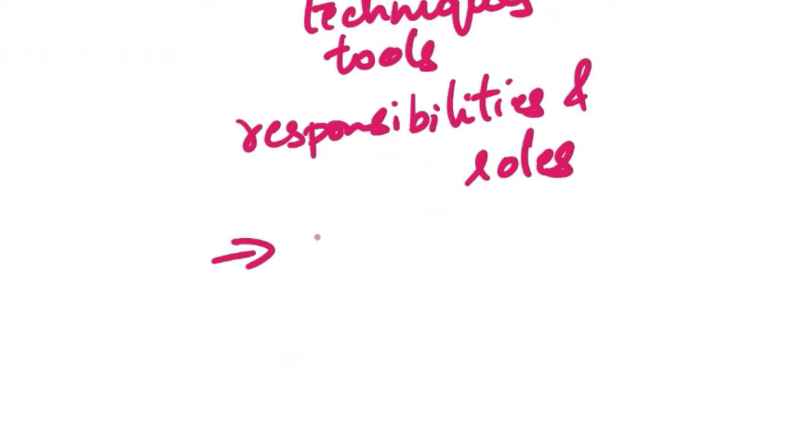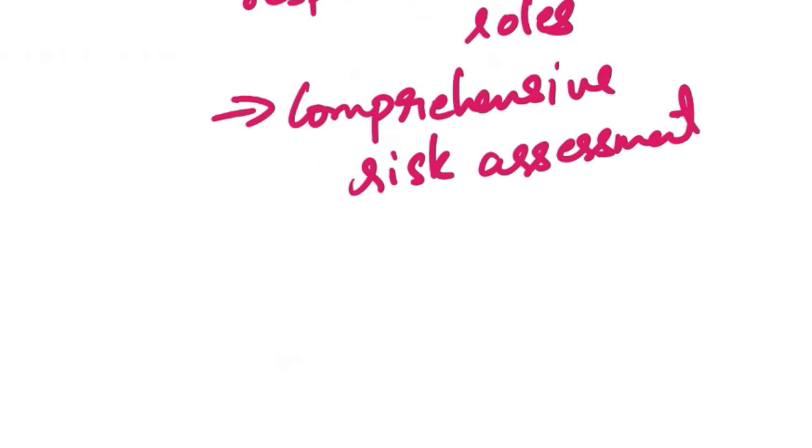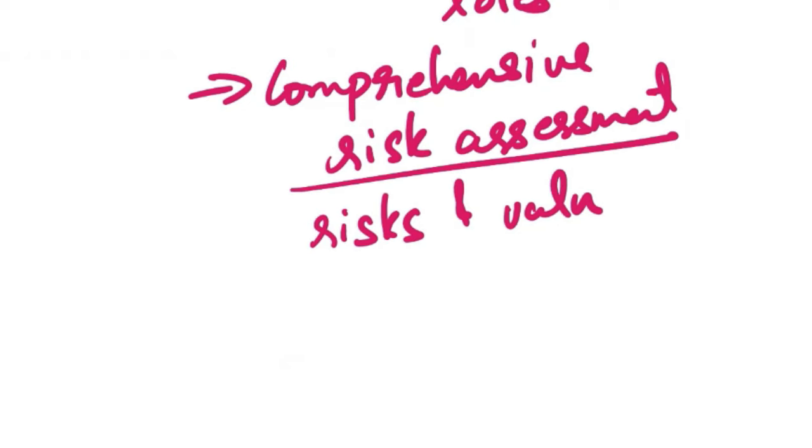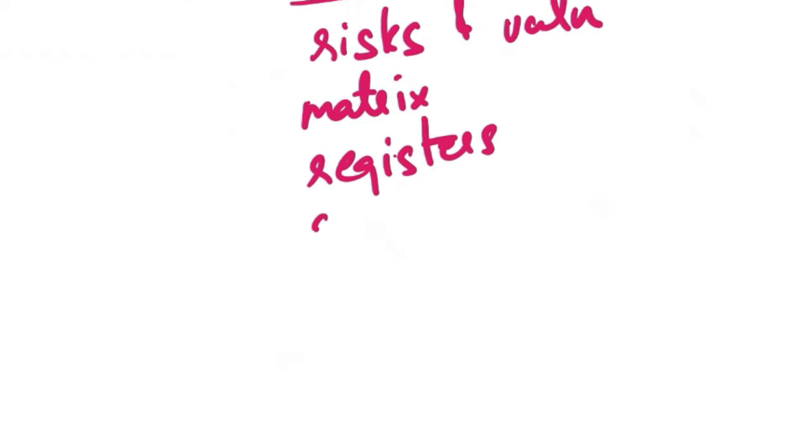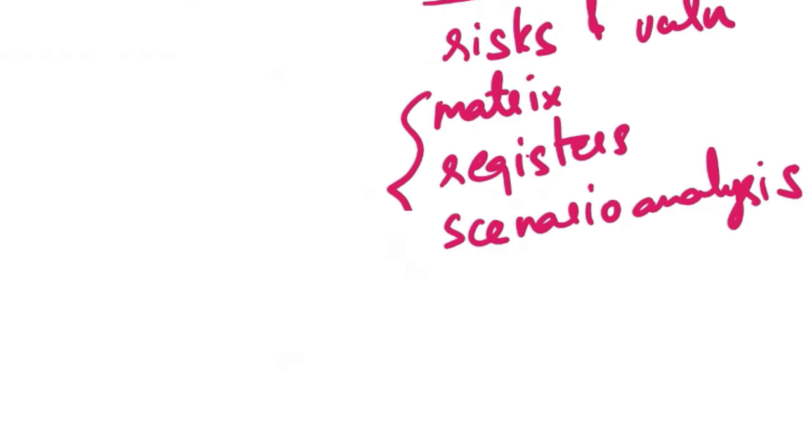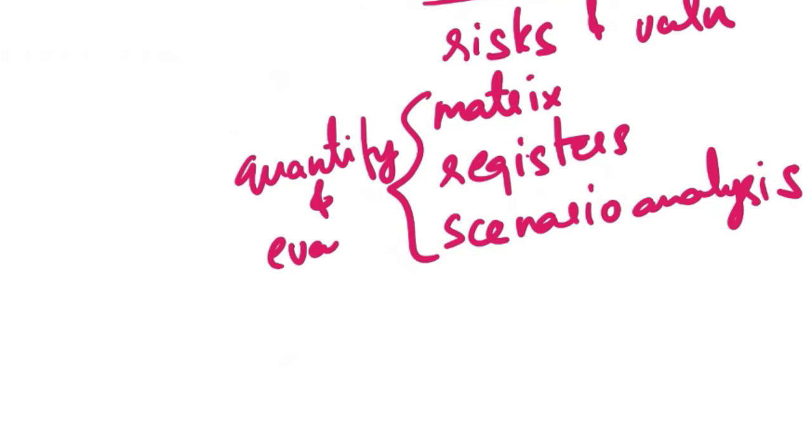Next step is to perform a comprehensive risk assessment to identify and prioritize potential risks and vulnerabilities in the IT environment. You need to consider both internal and external factors that may impact the audit, such as changes in technology, regulatory requirements, or business processes. Use risk assessment techniques such as risk matrix, risk registers, and scenario analysis to quantify and evaluate risks.